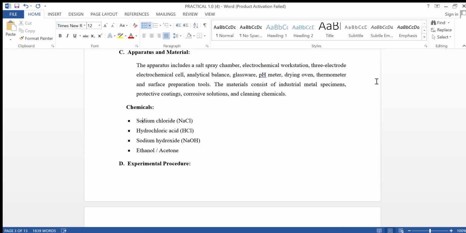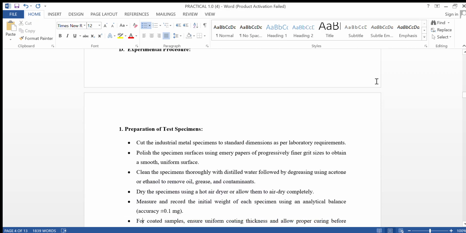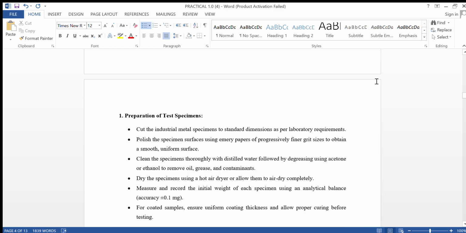Experimental procedure. Preparation of test specimens. First, we will prepare the specimens on which we perform our test. Cut the industrial metal specimens to standard dimensions as per laboratory requirements. Polish the specimen surfaces using emery papers of progressively finer grit sizes to obtain a smooth uniform surface. Clean the specimens thoroughly with distilled water, followed by degreasing using acetone or ethanol to remove oil, grease, and contaminants.